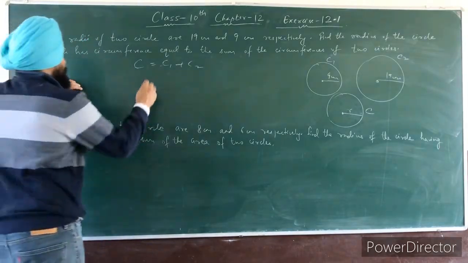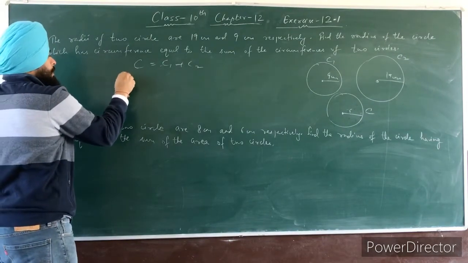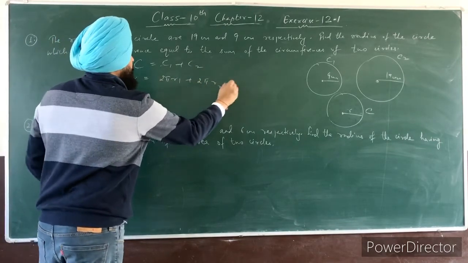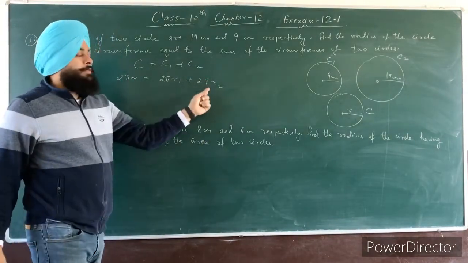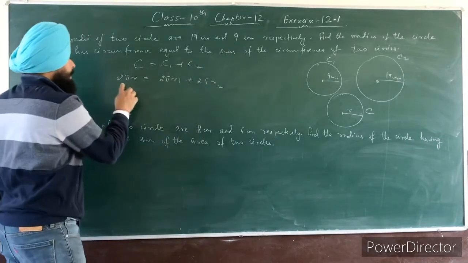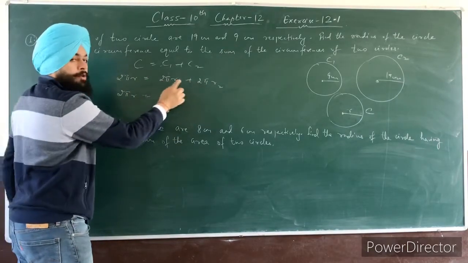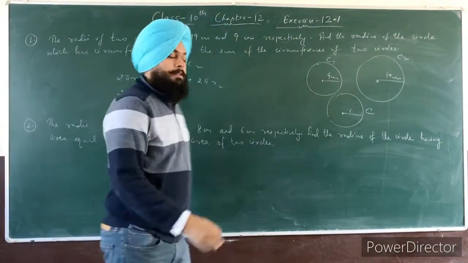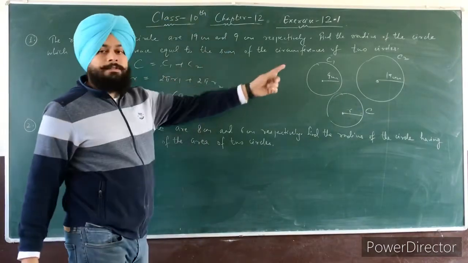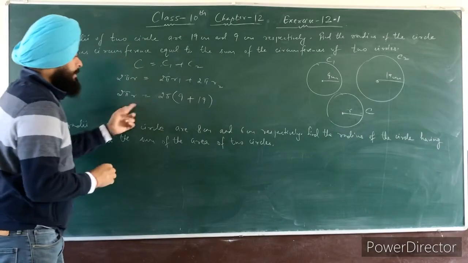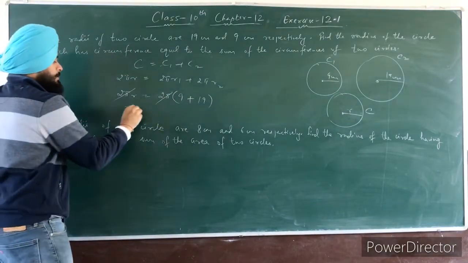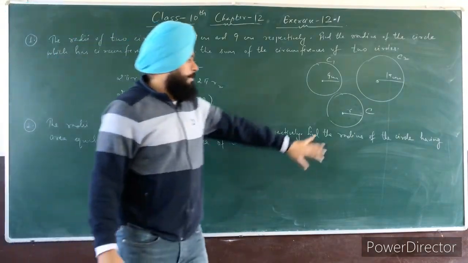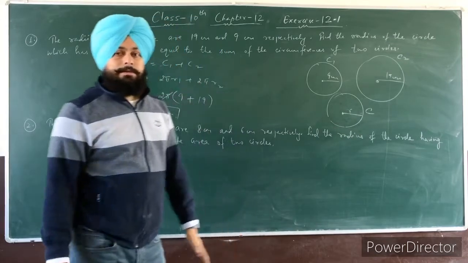Now the formula for circumference is 2 pi r. It is again 2 pi r1 and 2 pi r2. The radius of first circle as r1 and radius of second circle as r2. Now you can take 2 pi common, r1 plus r2. So what is r1? The radius of first circle is 9 cm and the radius of second circle is 19 cm. Now you can see here 2 pi is cancelled. So r is what? 9 plus 19, that is 28 cm. It means the radius of this third circle is 28 cm.